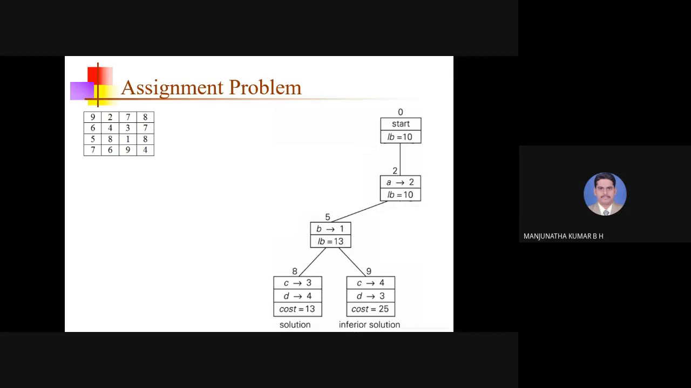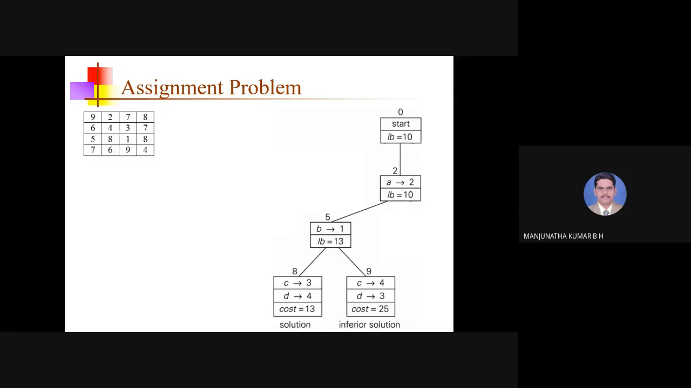Or if I give job 4 to person C, I have to give job 3 to person D because I have only 2 jobs left. Job 1, job 2 is over. So only job 3 and job 4 is left. So if you give job 3 to person C, you have to give job 4 to person D. And that calculation is given in node 8. If you give job 4 to person C, you have to give job 3 to person D, and that calculation is given in node 9.